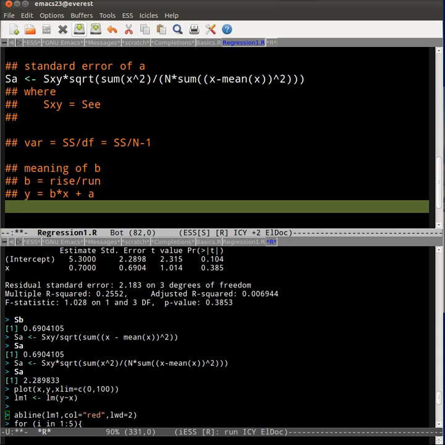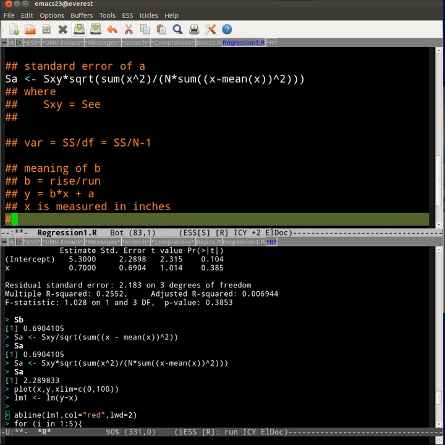Okay, now remember that you're taking x units. So imagine that x is, let's see, we want to figure out how much people weigh given how tall they are. And we're going to measure them in inches. X is measured in inches, and y is measured in pounds.